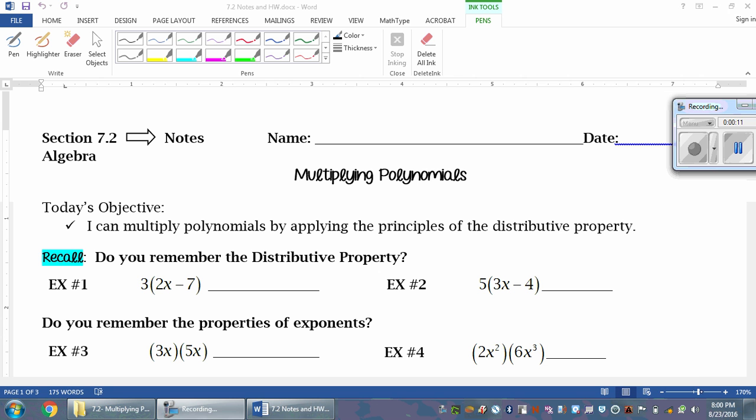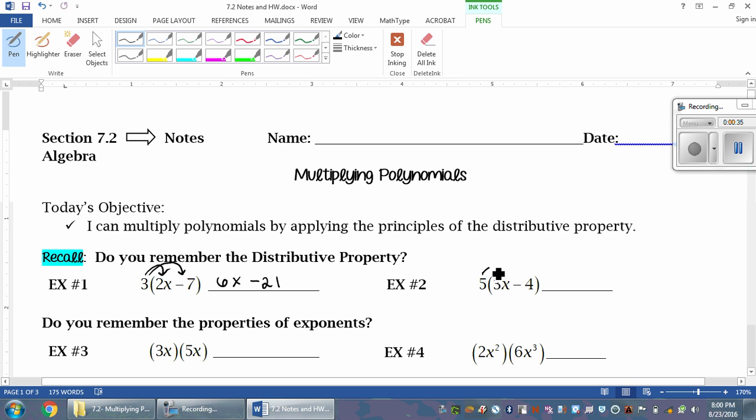The first thing that we're going to do is review the distributive property. Remember, the distributive property means to multiply. In example 1, I'm going to distribute the 3 to both the 2x and the negative 7. 3 times 2x is 6x. 3 times negative 7 is negative 21, so minus 21.